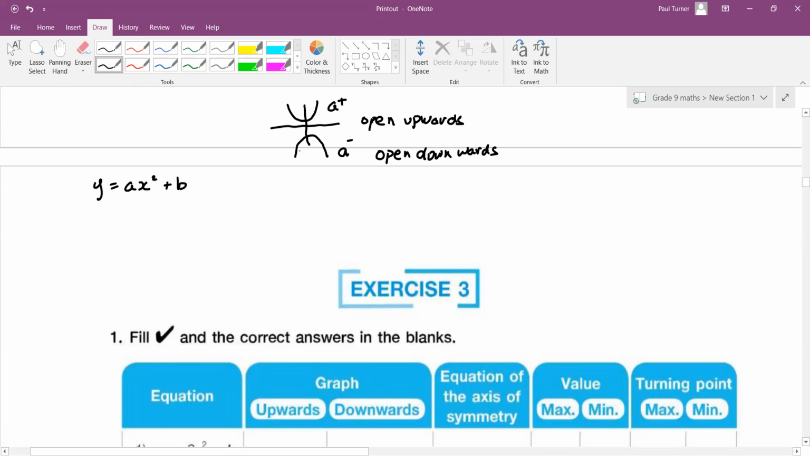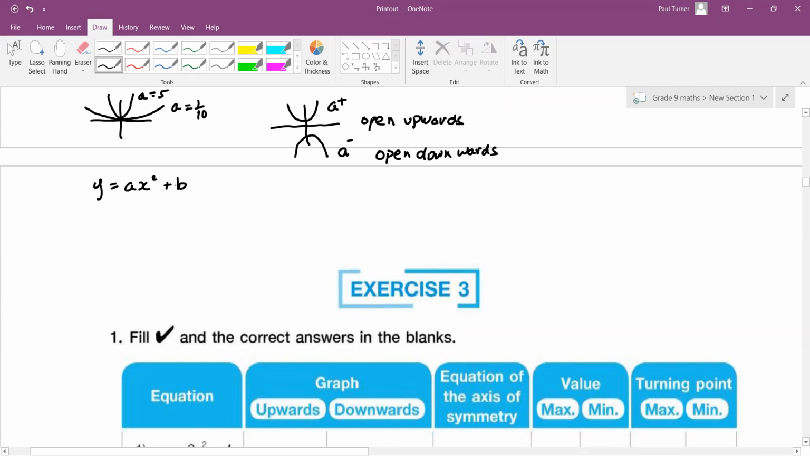And if a was like minus a tenth, so if a was a tenth, you would get a very shallow graph if it's a small number. But if it was a equals 10 or a larger number, it will be more narrow. So that could be, say, a equals 5, for example, and the opposite underneath as well. That's just a review about a.